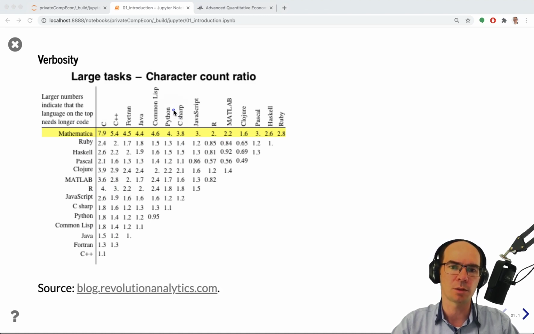And so thinking about Python, it requires more code than Mathematica and more code than MATLAB, but not much more, less than 2 times more. And yet Python gives you a lot more control and a lot more versatility. You can do a lot more different things with the language. But this is something to be aware of.